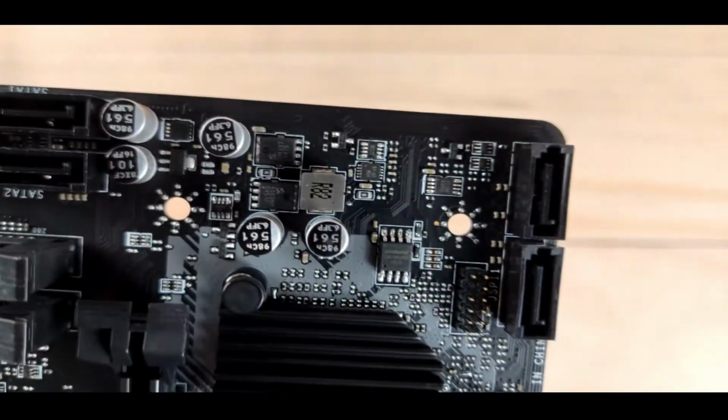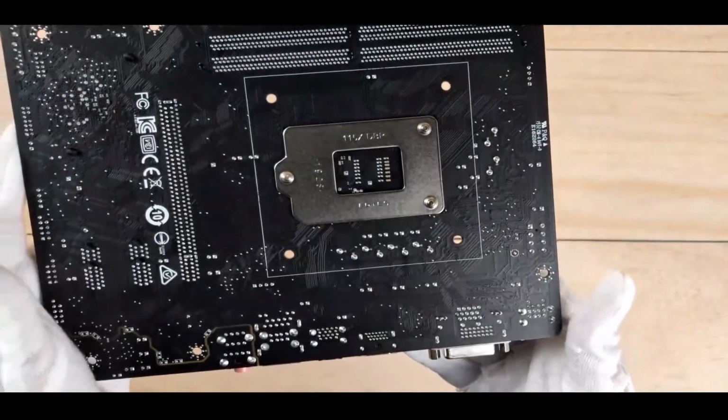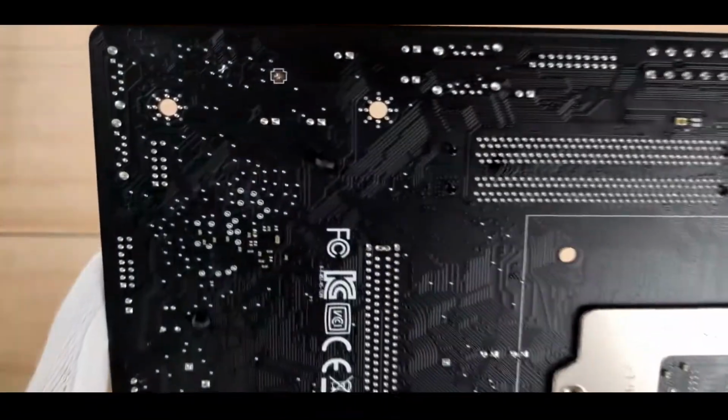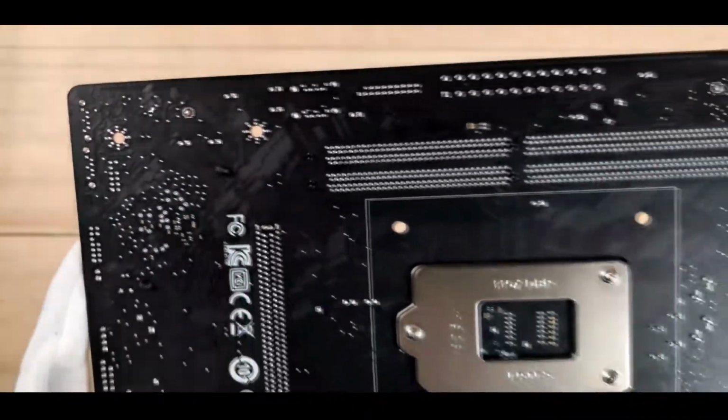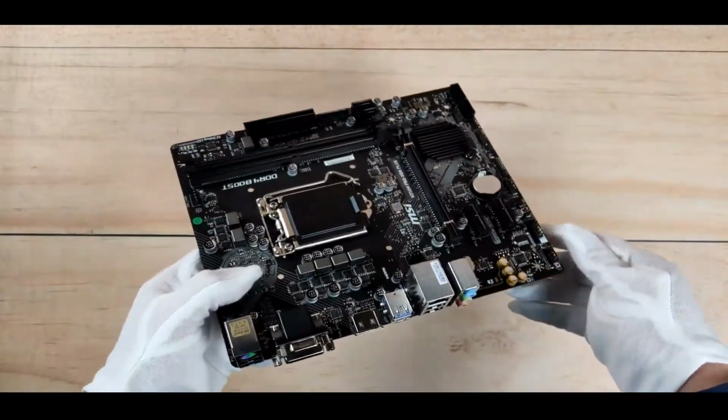So the first I recommend is the MSI MEG B460M Mortar Wi-Fi gaming motherboard. Now if you want a motherboard with Wi-Fi, this is best for you. The price of this MSI MEG B460M is 30,490.